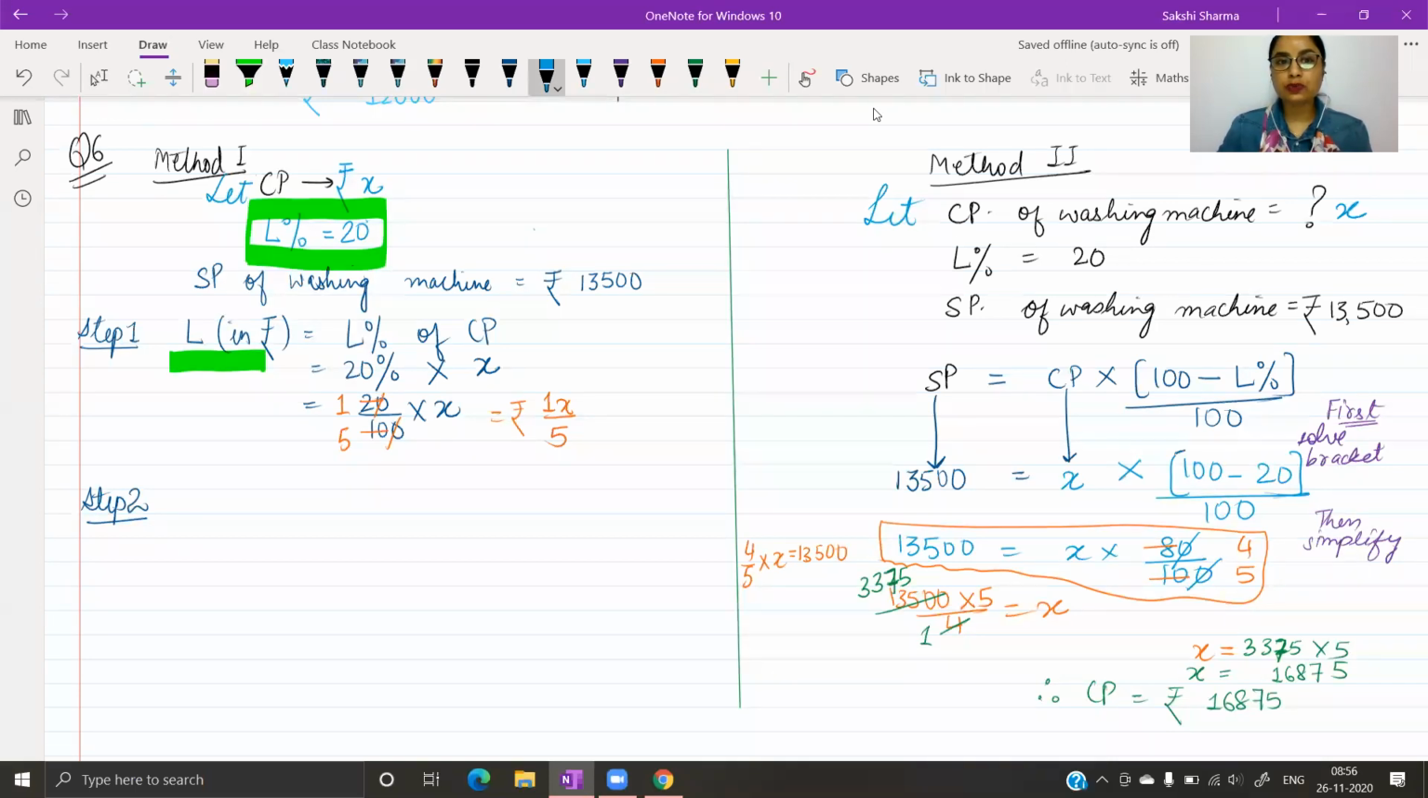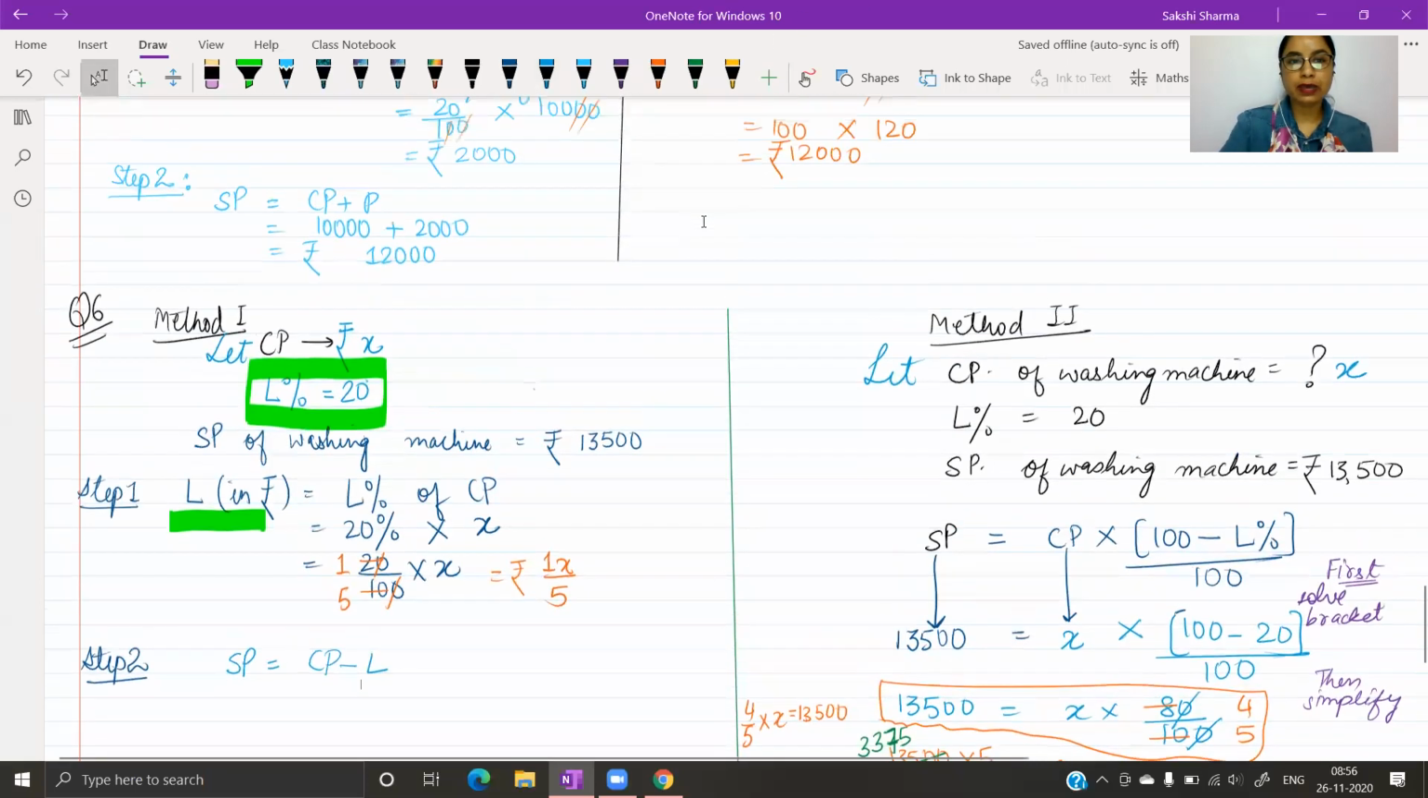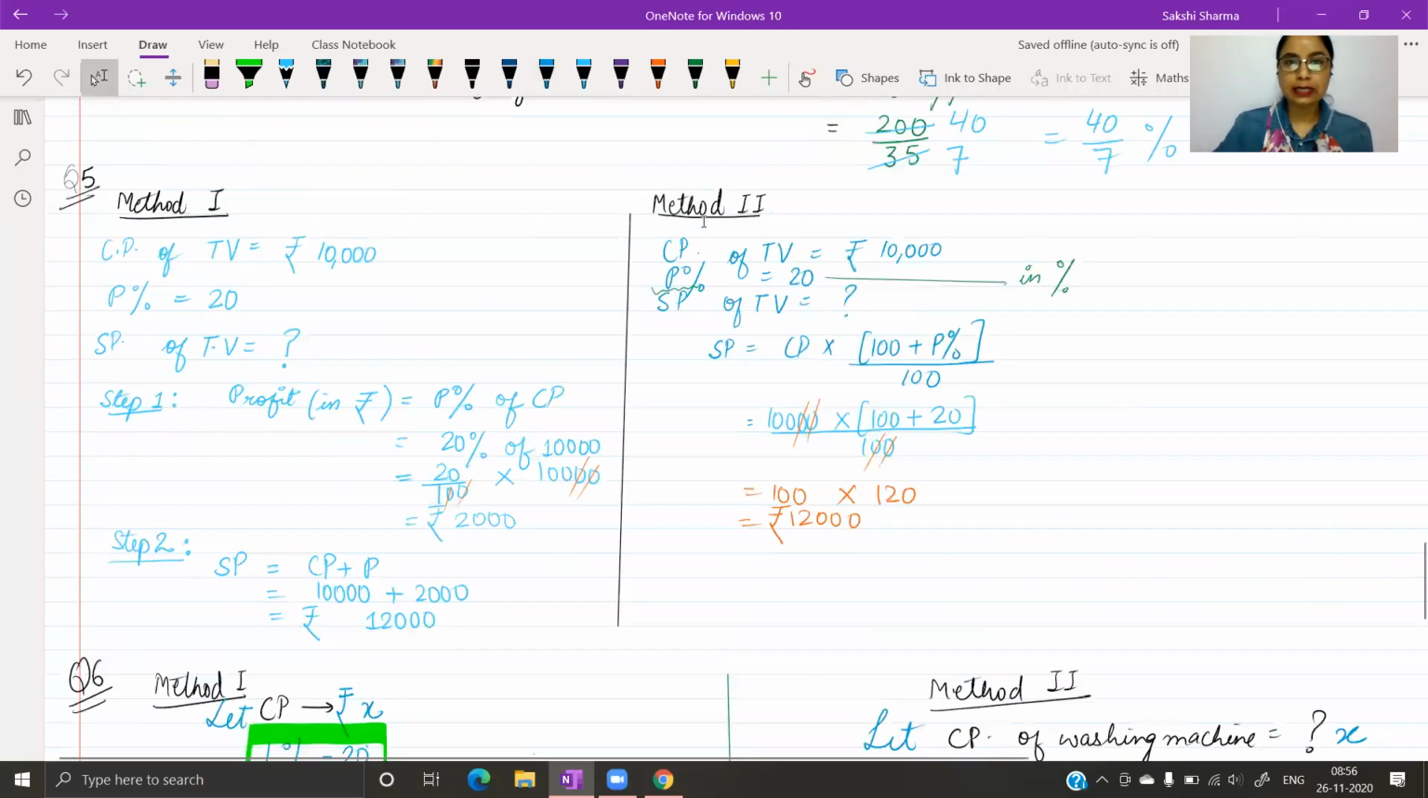Now, the next step is to find out the selling price. Selling price in case of loss is given by CP minus L. This is the formula to find out the selling price. This is something like exactly what we did in the previous question. If you go back to question number 5, हमने पहले profit निकाला था in first method and then हमने selling price का formula लिखा था. Same thing we will be doing here.